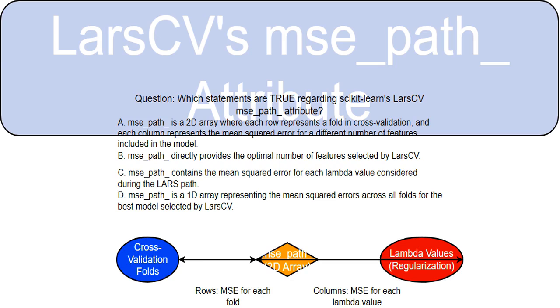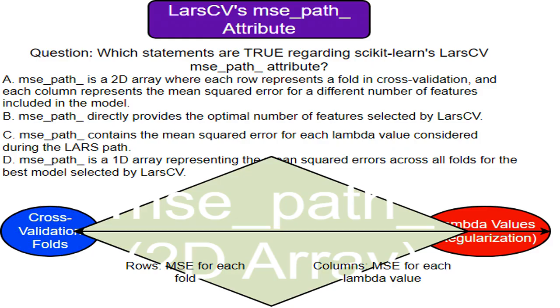LarsCV, which stands for least angle regression with cross-validation, uses MSE_path_ to store its results. I'll explain it simply. Imagine you're baking cookies, trying different amounts of sugar. MSE_path_ keeps track of how good each batch tastes, measured by mean squared error. Think of it like a spreadsheet. Each row shows how well the model predicted values using one of your cross-validation folds. Each column shows how well a model did with a different number of variables, features. This helps us find the best combination.